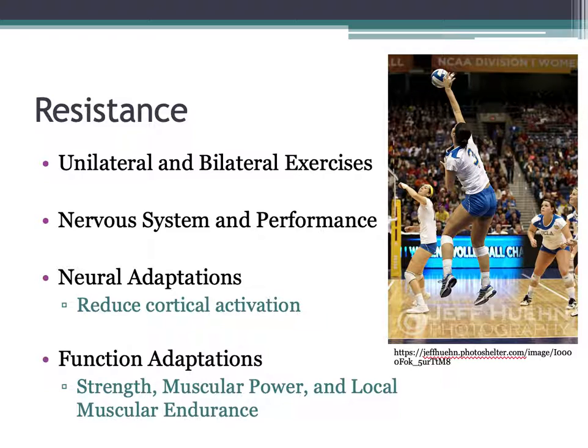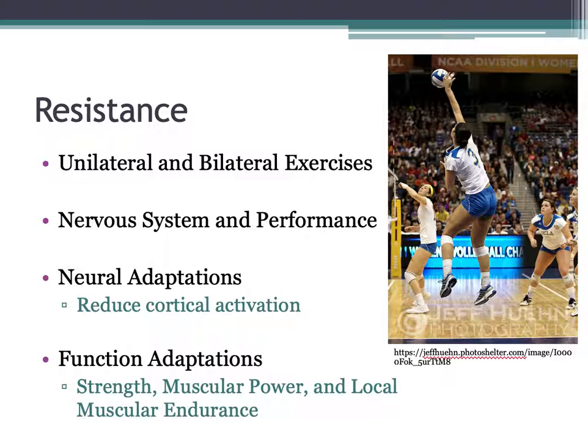To increase performance, resistance exercises should mimic the mechanisms and forces associated with volleyball skills. Volleyball players utilize strength by applying force during specific biomechanical movements. One way to increase performance is to perform unilateral and bilateral exercises.